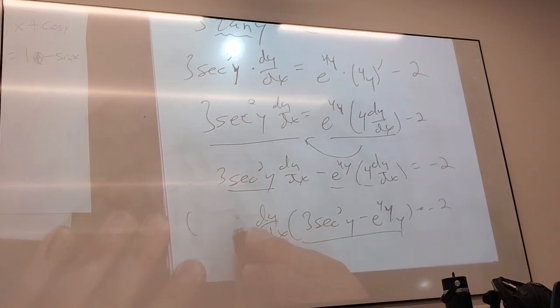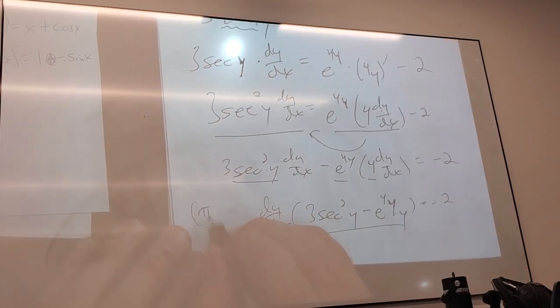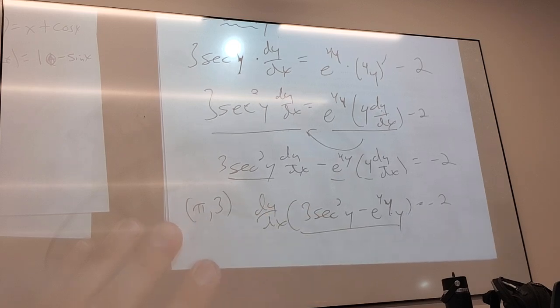I don't even know, I'm just going to make one up, pi, 3. What does that mean? What do I do? How do I figure out what dy dx is at this point? What am I going to plug in exactly? I just see y's, yeah? So what am I going to plug in for y? 3, yeah.